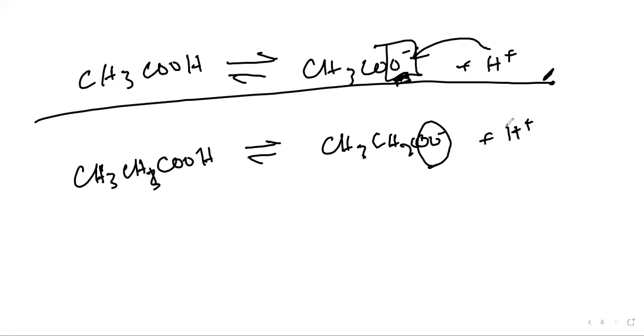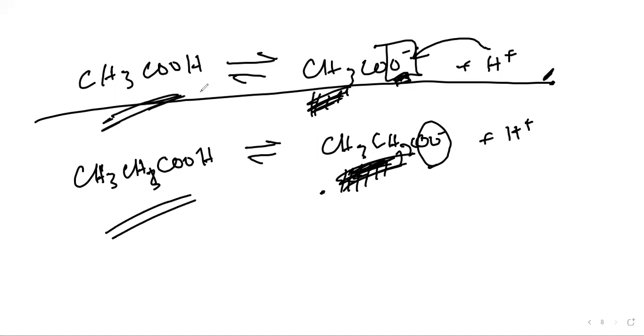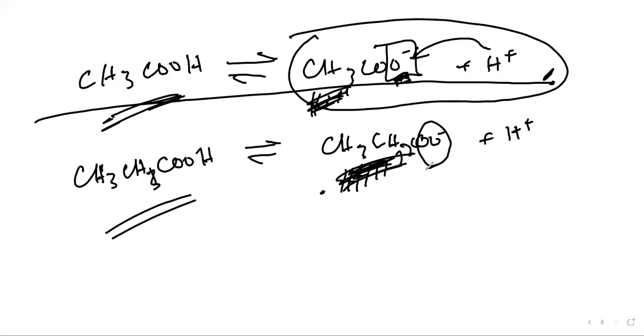That's the methyl part, methyl and ethyl. So ethyl donates more electrons than the methyl group. That means propanoic acid has more electron donating groups compared to ethanoic acid. That means this is much more stable. Why? Because this oxygen will pull more hydrogen towards itself compared to this one.